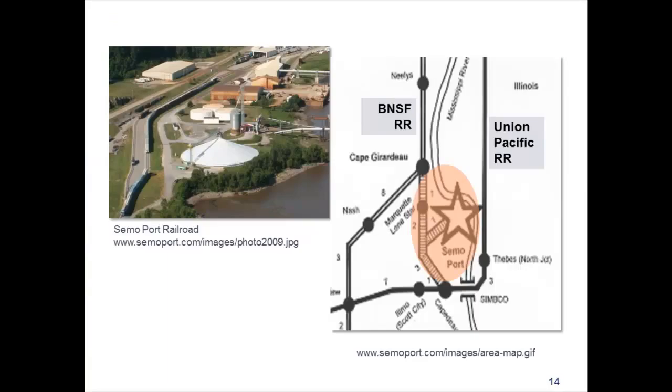As a point of contrast, industrial parks or ports with internal rail circulation provide opportunities for pickup and drop-off of cars without impacting the main line. The example shown is the Semo Port Railroad on the Mississippi River. Between the BNSF and UP main lines, the industrial complex includes a rail line connected to both mains and to the river port, with some ancillary tracks as well.